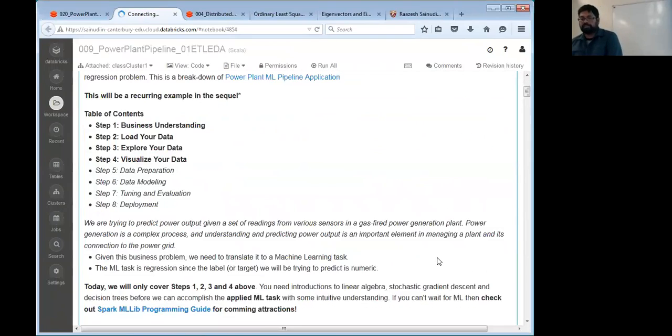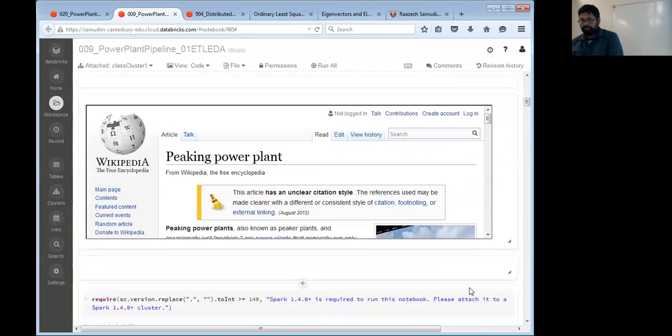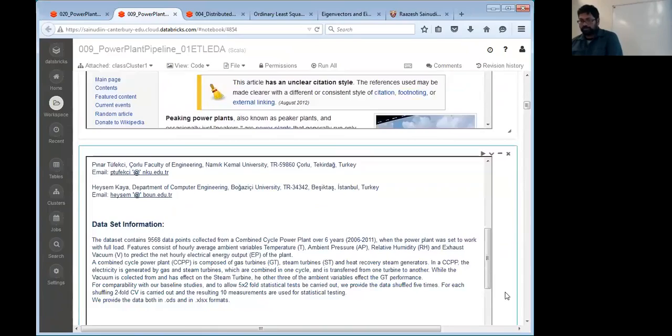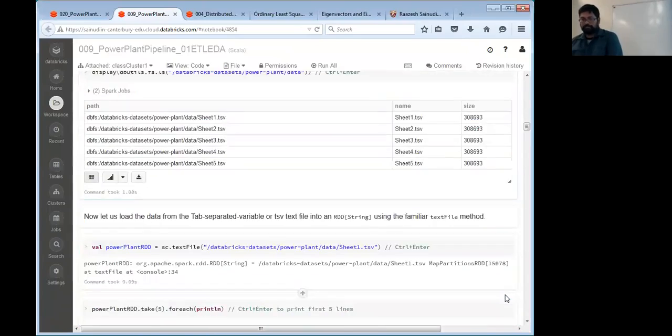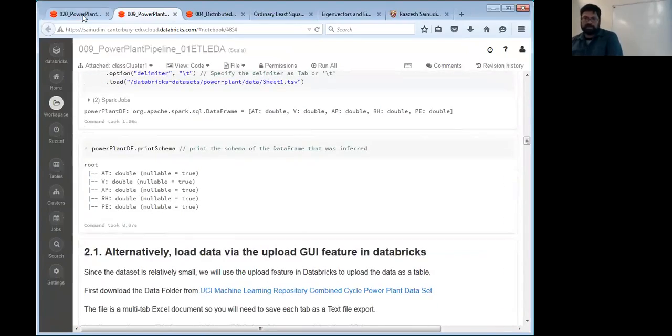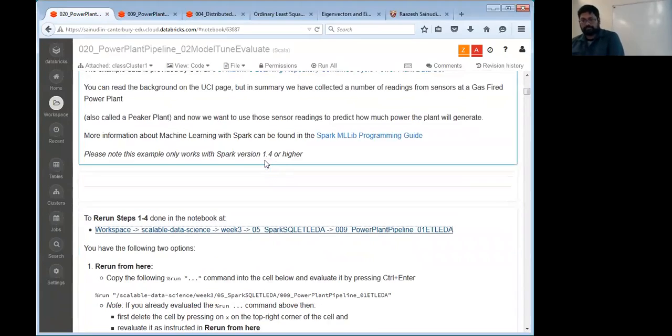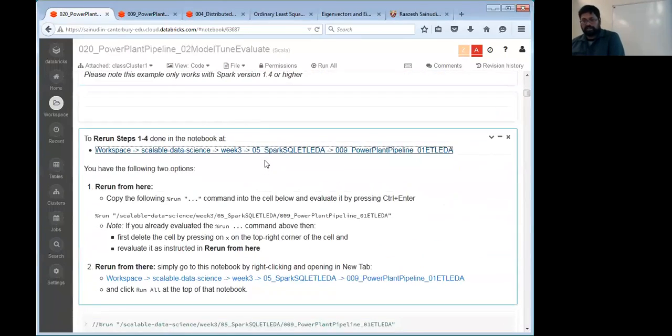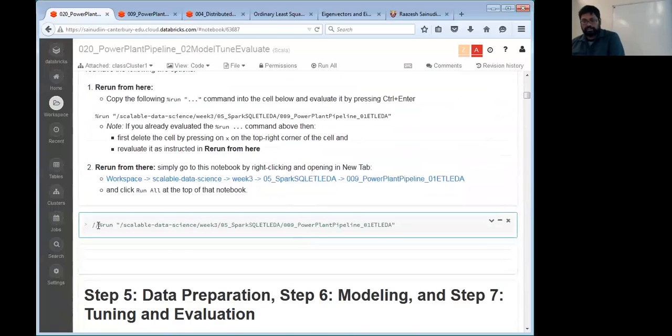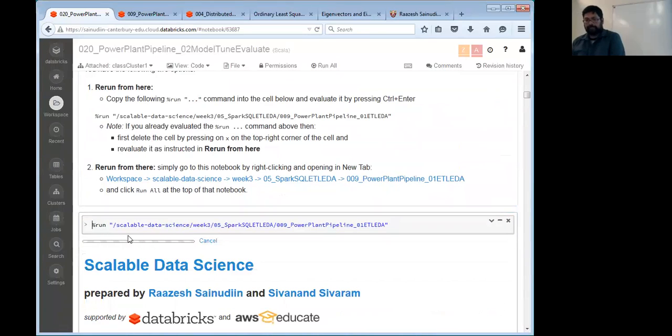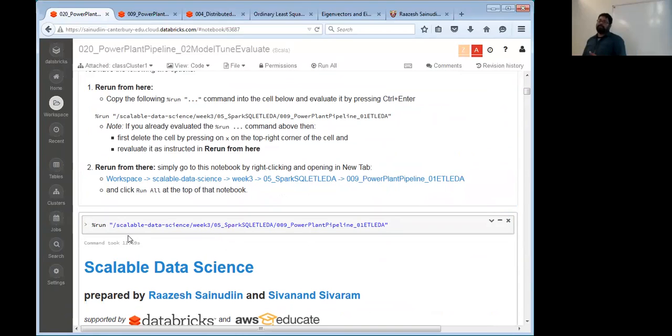You may remember this from week 3, the peaking power plant. There are many ways to load this. One way is to simply do the following. Just run it. Now that whole worksheet is going to get loaded here, which means all the objects there will be available here, including the data frames you're creating.